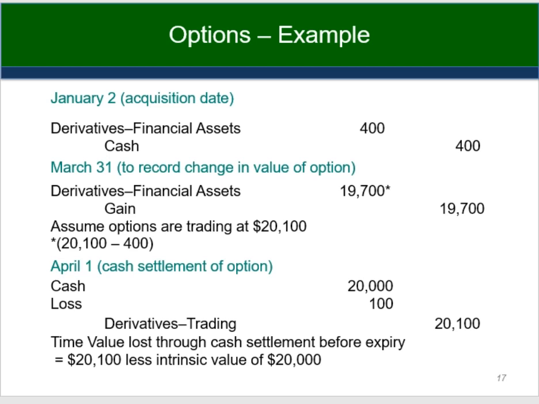You need to record that increase in value. So with these two transactions, your derivatives would be shown at $20,100, which is what they're trading for. You would reduce cash and you would show a gain in your income statement for $19,700.